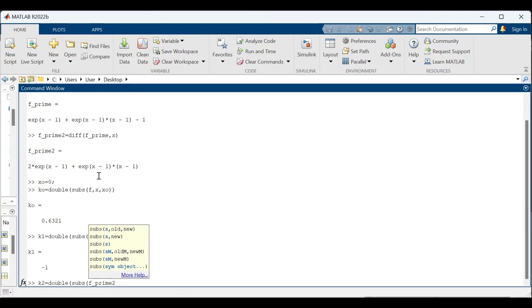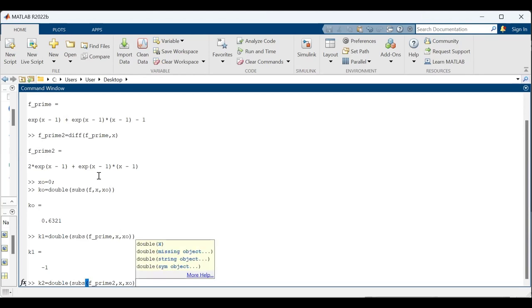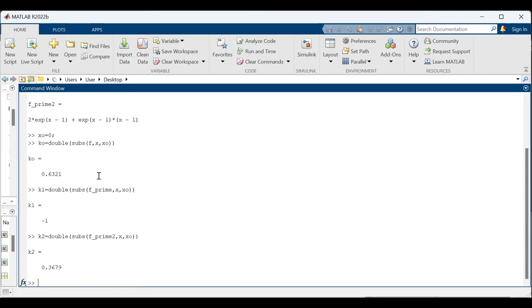Okay, and then comma x, comma x naught, of course, because I'm substituting x naught there. Okay, so this is it. K2 is what? 0.3679. And this is 1 over e. Remember that we found 1 over e? If you divide that 1 over e, you should get something like this. You can confirm that. Now let us find x1.